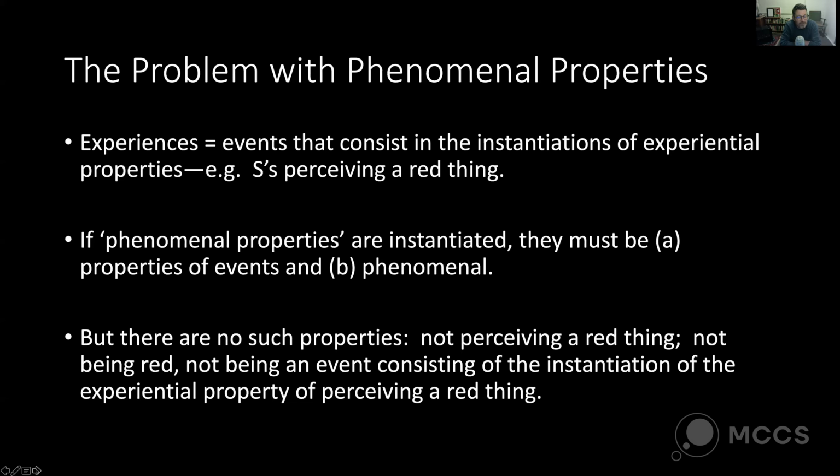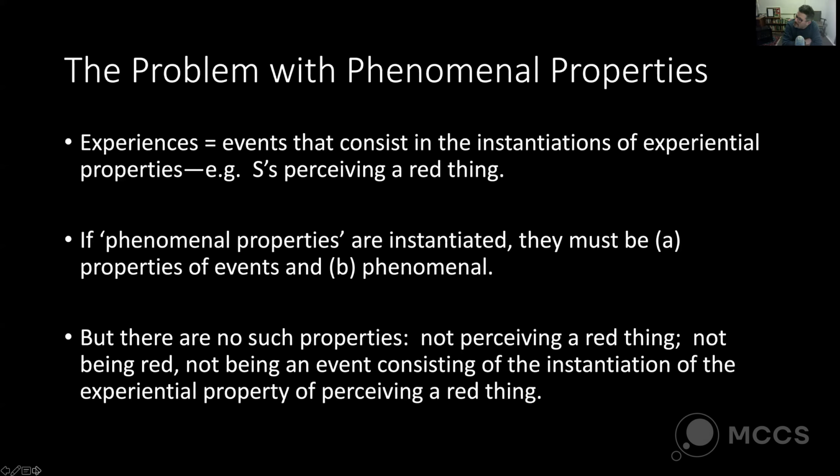Like you could take the property of being an event consisting of the instantiation of the experiential property of perceiving a red thing. The event has that property. But that's a pretty highfalutin property. And moreover, it doesn't seem in any way to be a phenomenal property particularly. It's just a property that tells you that the event is the event that it is. And of course, there are other logical properties too, like being self-identical and so forth, that the event has. But that can't be a phenomenal property either.